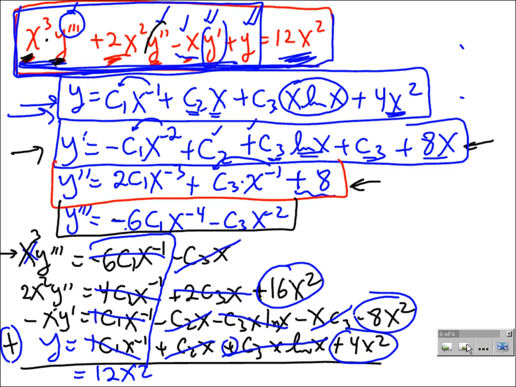Then I took y double prime and multiplied it by 2x squared. That gave me that equation. And then I took y prime and multiplied it by negative x. That gave me that equation. And then I just wrote down y and added them all up together.